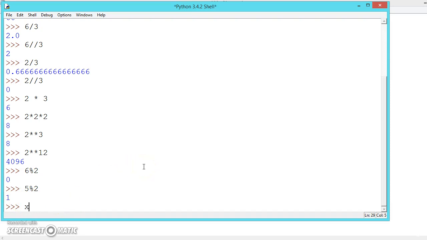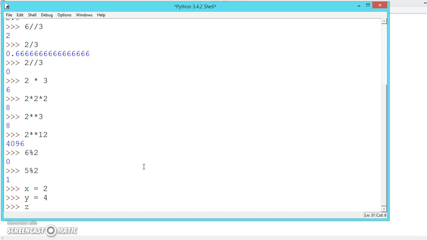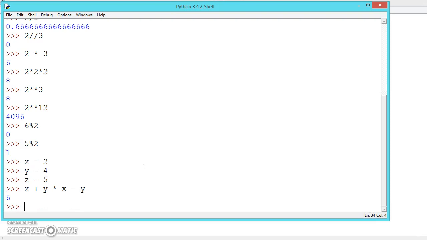We can assign these values to the variables, as we know, x is equal to 4, y is equal to 2, z is equal to 5, and now write a mathematical expression, x plus y into x minus y. You can write the mathematical expressions.